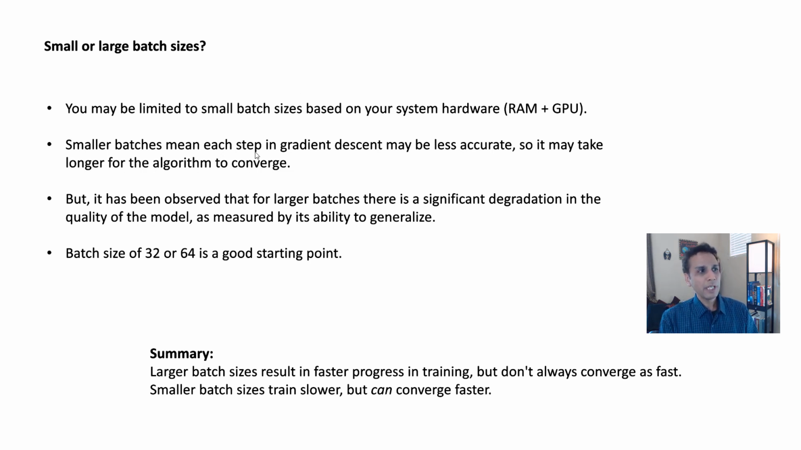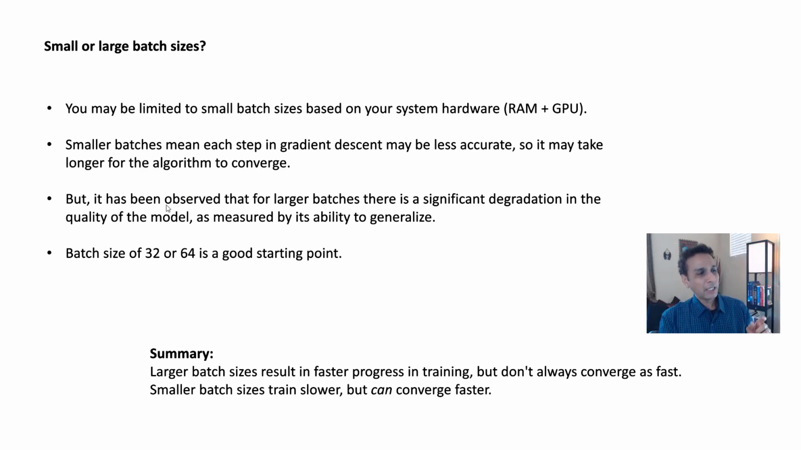Now, smaller batches mean each step in the gradient descent may be less accurate. Remember, in the gradient descent, you're trying to find the minimum. So if you have a small batch, that's not representing all of your data, it's representing only a small portion of your data, which means you may be inaccurate when it comes to gradient descent. Instead of going the right direction, you're probably going the wrong direction. You'll eventually find the minimum, but it takes a little bit more time, okay? It takes longer for the algorithm to converge. The overall process may still be faster, but longer time to converge in general.